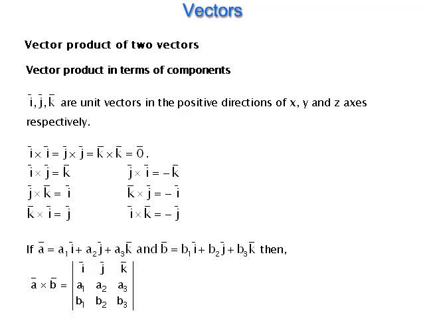If A bar equal to A1 I bar plus A2 J bar plus A3 K bar and B bar equal to B1 I bar plus B2 J bar plus B3 K bar, then A bar cross B bar is the determinant: first row I bar J bar K bar, second row A1 A2 A3 and third row B1 B2 B3.